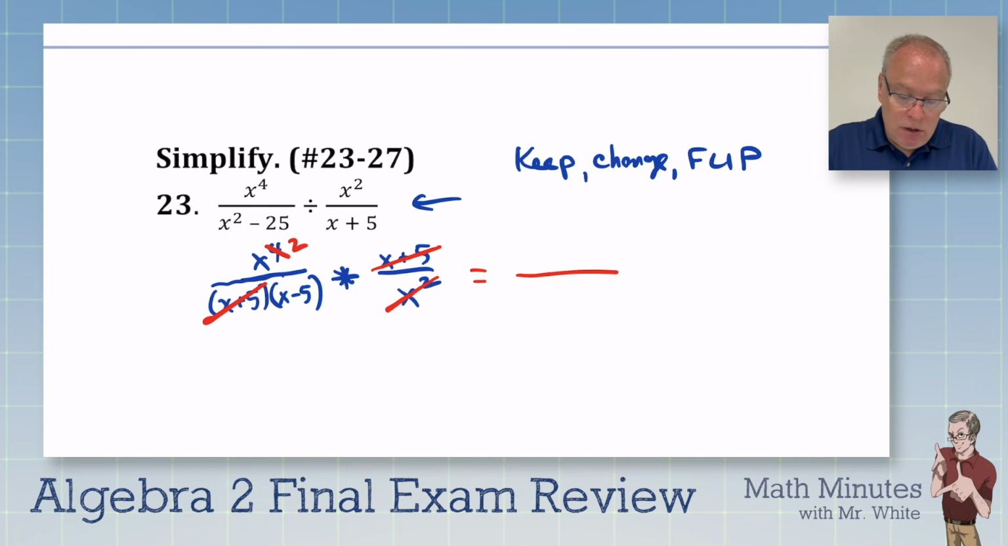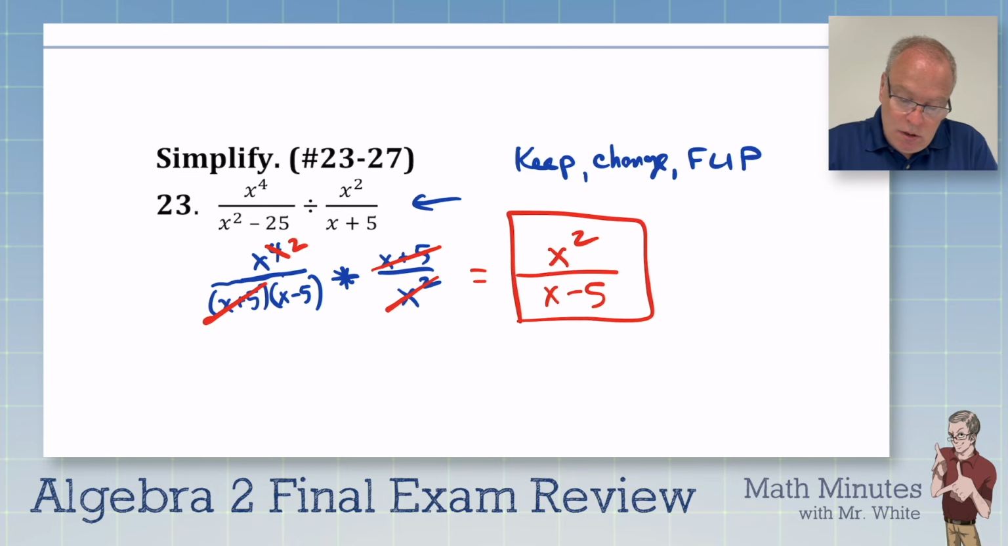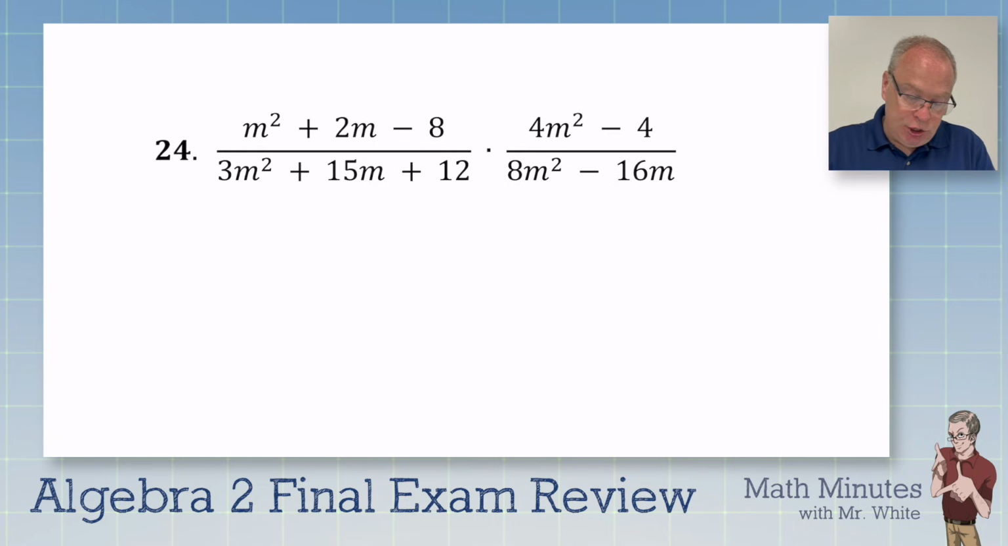You now multiply across, left to right, the top and bottom. There is no butterfly or crossing here. Okay, it's across the top and then the bottom. And because we canceled everything, our answer should be in simplest form. So that's what we mean by simplifying. So keep, change, flip on division, folks.